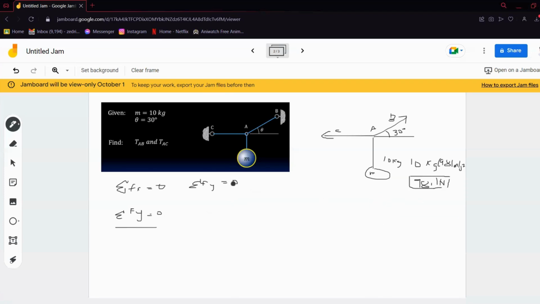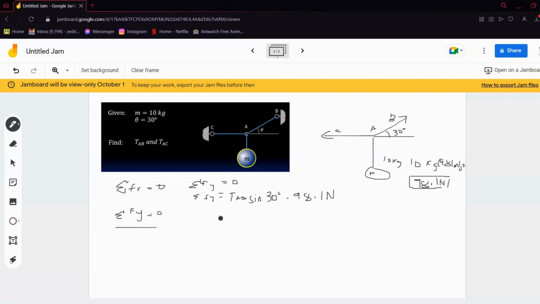So what we have now is the 98.1. We're going to have the summation of Fy, so we add all the forces acting on the y-axis. Going from point A to point B, there is a TAB. The force acting on the y-axis from point A to point B is TAB, and we're going to use the sine of 30 degrees. And minus, because we're going to put a minus sign since the 98.1 Newton is on the negative side of the y-axis.